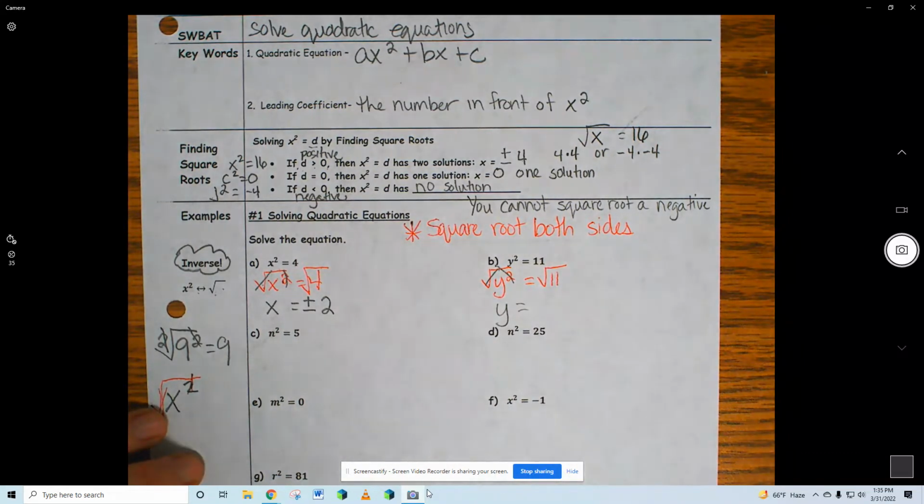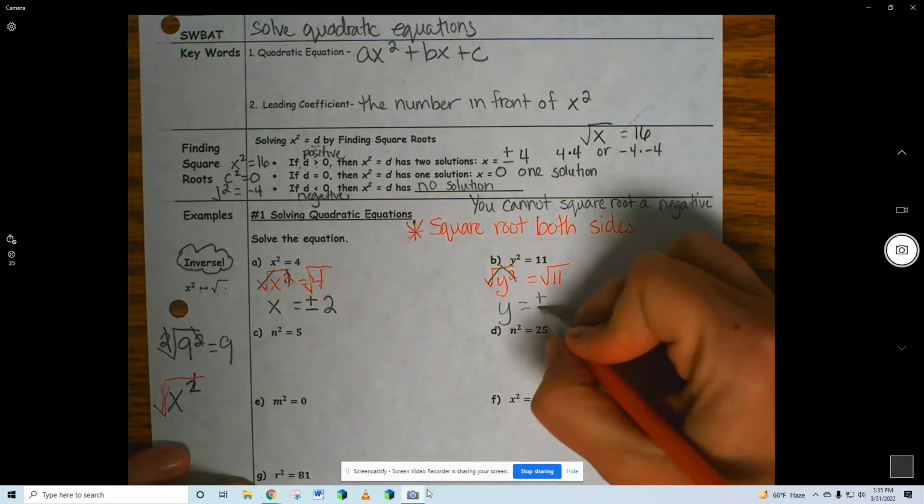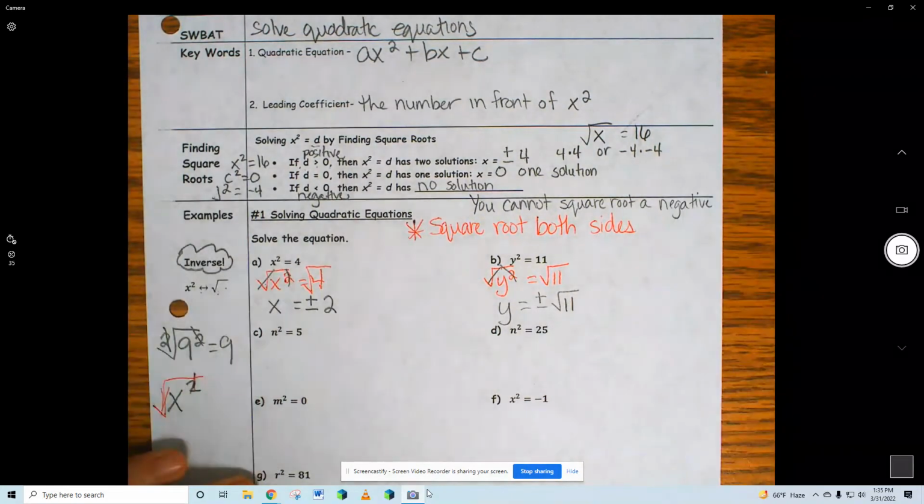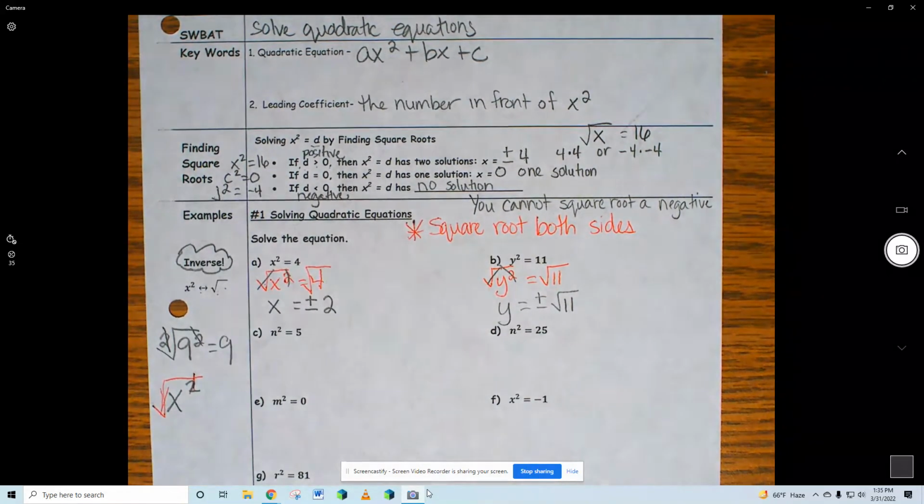And I can't simplify 11. Square root of 11, nothing breaks it down. So this is going to be plus or minus the square root of 11. If you can't break it down and it's not a perfect square, you leave it. You're square rooting both sides, and your answer is going to have a plus or minus.